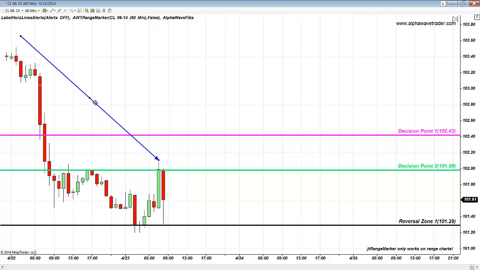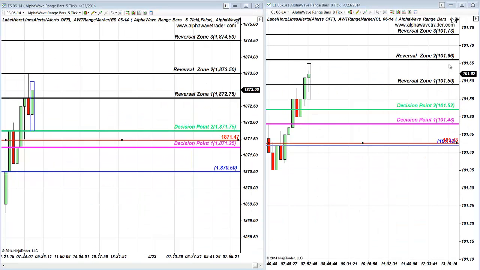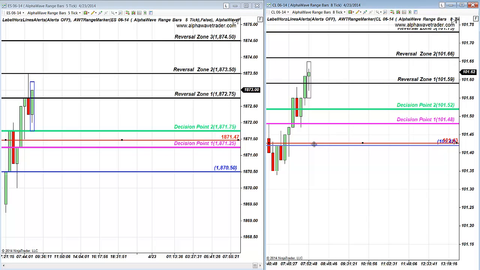This was a decision point to collapse that started well before the news release. And here's our lovely long on oil continues. I'm adjusting my trail to 101.50. We are in this trade 20 ticks later. The reversal zone respected to the tick.